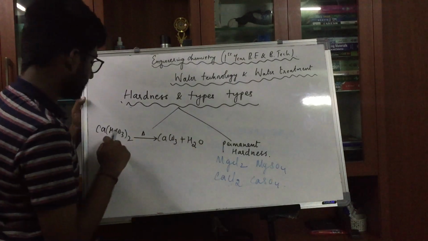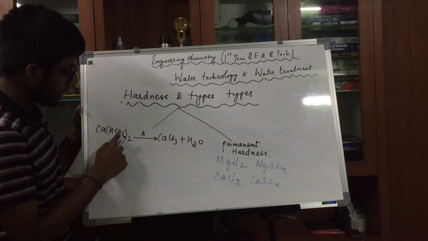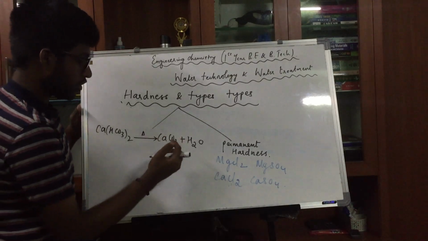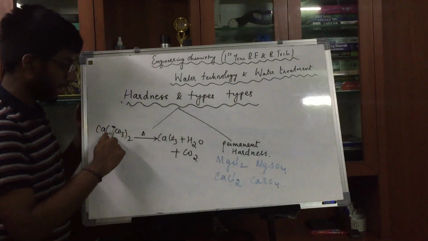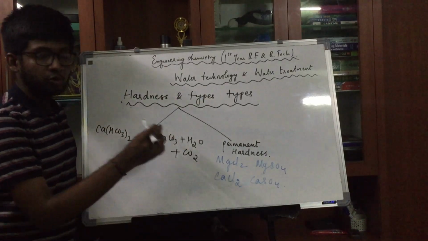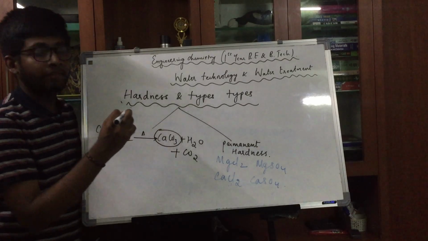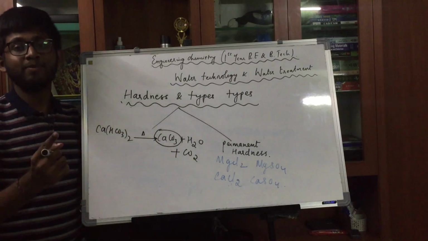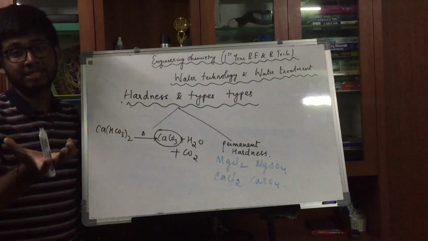We'll be getting Ca(HCO3)2 on heating. You'll be getting CaCO3 and then you will be getting H2O as well. And apart from that, you will be getting CO2 because this is HCO3 twice, so obviously you will be getting CO2 as well. And this CaCO3, which is calcium carbonate or limestone, is supposed to be an insoluble salt. It comes out as a precipitate.